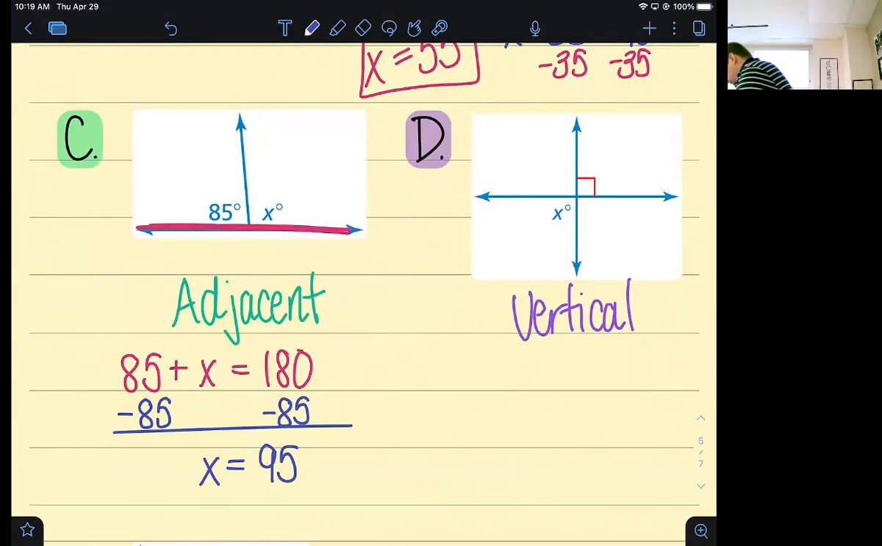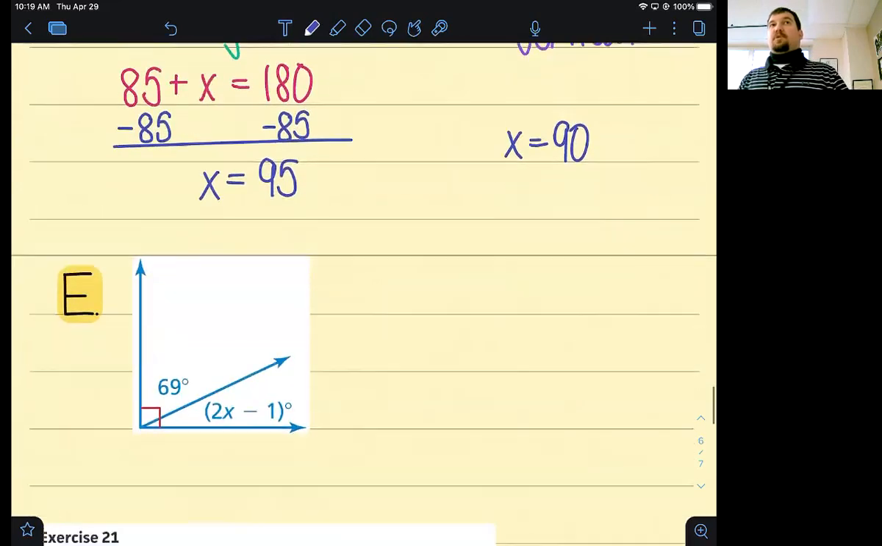Example D. Rylan, your favorite. They're vertical. What does that mean again? They're the same. Exactly. Yeah. Vertical angles aren't like, oh, I have to add it together to get 90 or add it together to get 180. Vertical angles are the exact same size. So this X degree angle is equal to this right angle. And what do right angles measure? 90. That equation's already solved. X is by itself. We're ready to move on to example E.